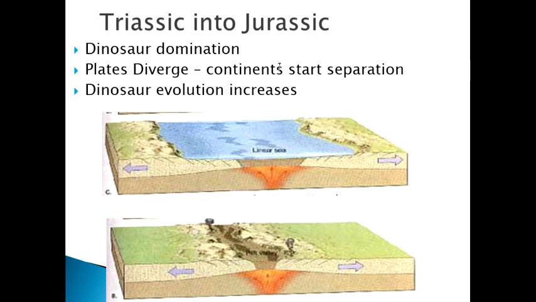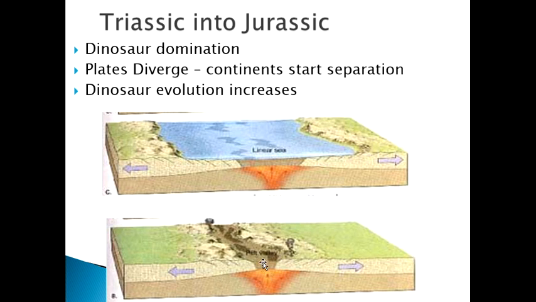They reach their heyday in the Jurassic, and this is during a time when the plates are continuing their divergence, which makes the continents start their separation. And dinosaur evolution ramps up in a big way. We're going to cover evolution next week, and we're going to show the connection between plate tectonics and the evolution. But again, suffice to say, here's this situation from the Triassic into the Jurassic.